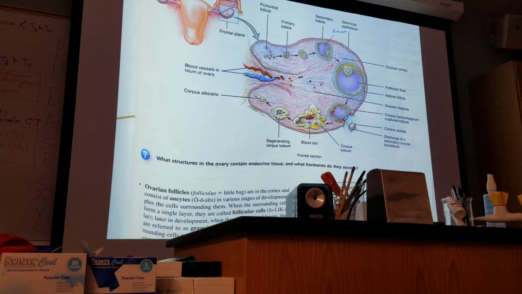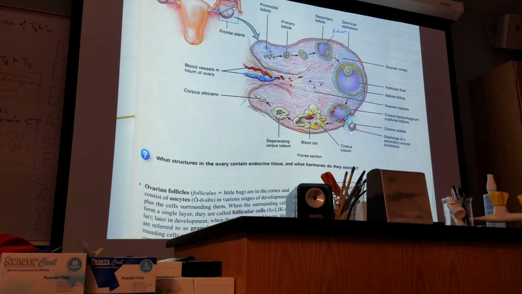Now this is a mature follicle called Graafian follicle or vesicular follicle, which is ready to release the female gamete in the form of secondary oocyte, and the process by means of which the ovarian follicle releases the secondary oocyte is called ovulation. So ovulation, due to ovulation, the female gamete is released.